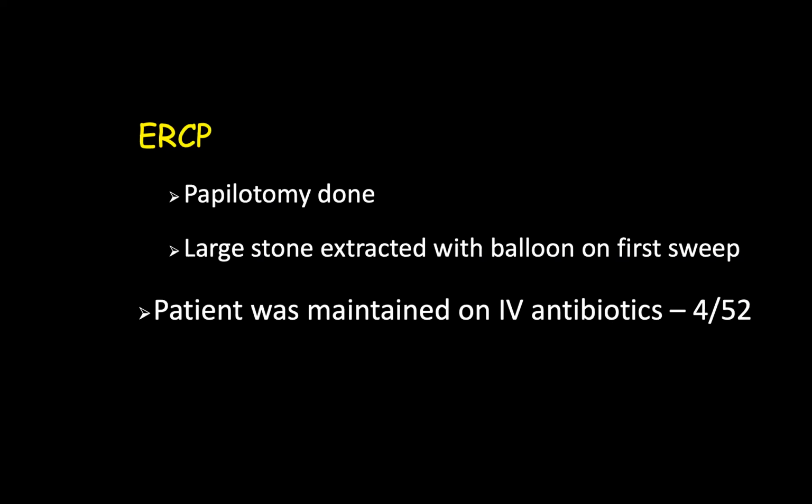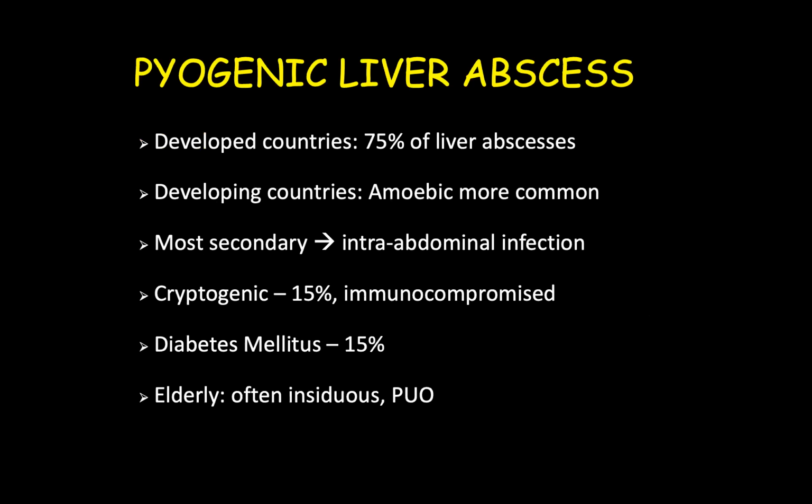relationship to liver abscesses. And I'm just going to say briefly a few general remarks about pyogenic liver abscesses. They account for 75% of liver abscesses in developed countries. In developing countries, especially in Africa and sub-Saharan Africa, amoebic are actually more common. And that may be partly due to several factors related to healthcare.